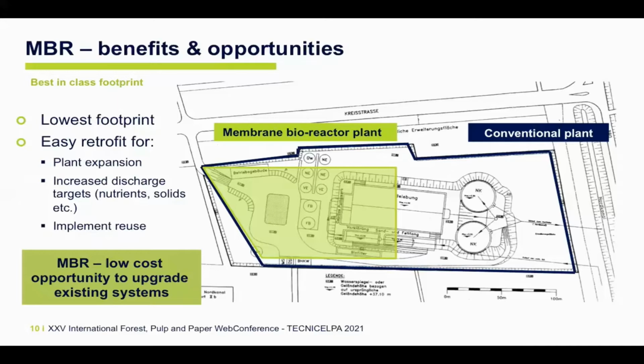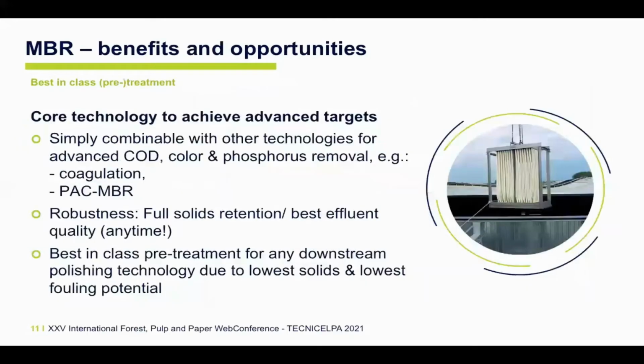This is an example of a conventional plant footprint with the blue outline, and the impact that the MBR is able to reach. So we reduce at least by half the footprint. So the MBR is the best in class really regarding footprint. It allows for the lowest footprint. It's very easy to retrofit. So we can upgrade existing plants either for capacity expansion or to increase the quality of the treated effluent or to implement reuse. So it's a low-cost opportunity to upgrade existing systems.